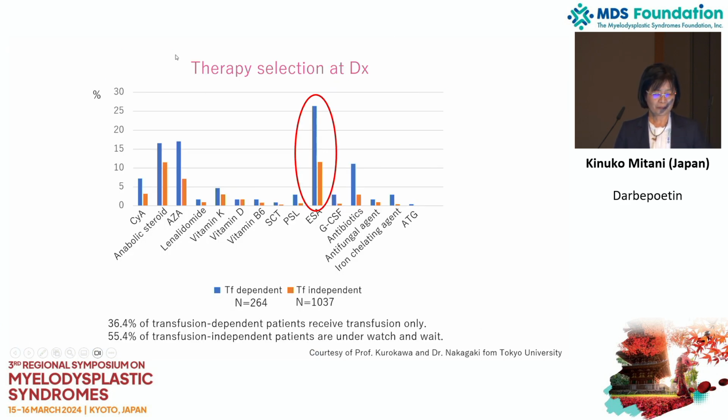This slide shows therapy selection at diagnosis. Regarding ESA therapy, about 26% of transfusion-dependent patients were treated with darbepoetin alpha, while about 11% of transfusion-independent patients were. 36% of transfusion-dependent patients received transfusion only.